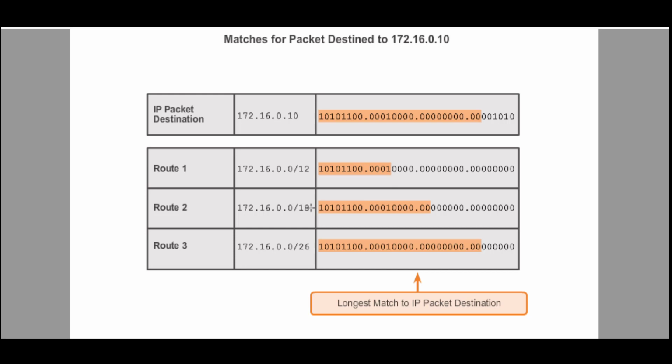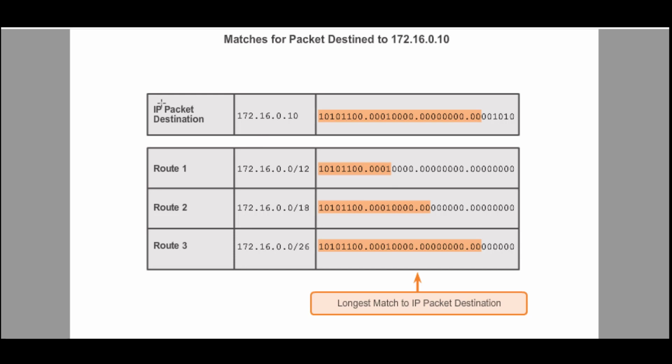Now your router is going to decide the path. There are so many different paths available, so your router should decide which is the best path. How is it going to decide? That is the question.